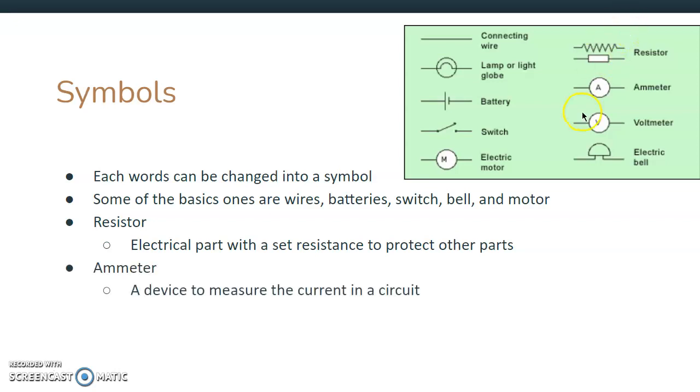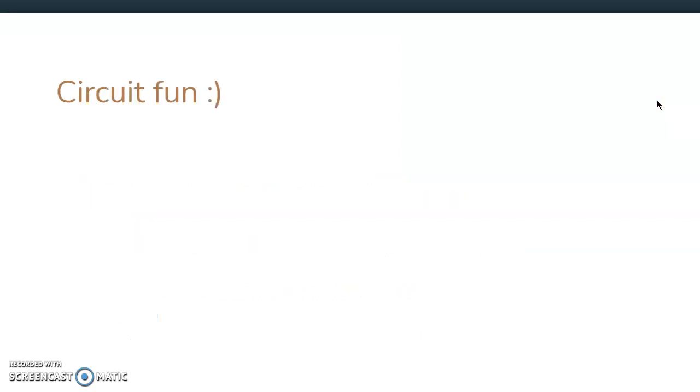We have an ammeter, which has an A in it, just a circle with an A, which is a device to measure the current in a circuit, and a voltmeter, which is a device to measure the voltage in a circuit. So these are just some measuring devices. When we see meter, it helps us measure.